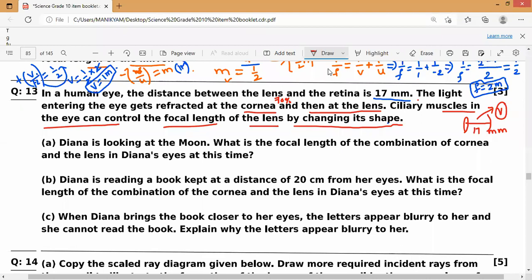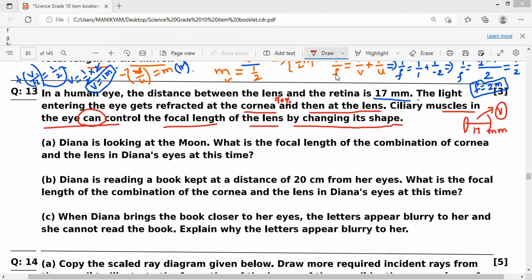Sorry, they are saying ciliary muscles in the eye can control, not cannot. If it is cannot, does it mean a normal eye or a defected eye? Defected eye. Saying can control means, is it a normal eye or a defected eye? Normal eye. Because whenever people read this question, they'll think that it is a defect of vision.